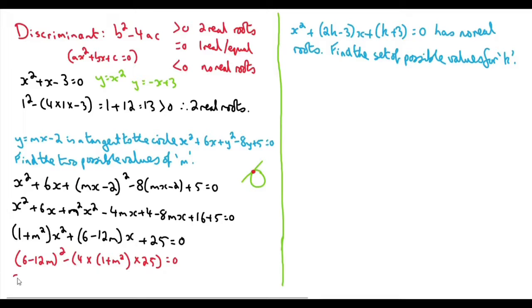Well, here expanding this, that'll end up being 36 minus 144m plus 144m squared, then minus 100 and minus 100m squared equals 0. Well, bringing that all together, all the like terms, 144m squared minus 100m squared is just going to be 44m squared. And then you've just got your minus 144m left in the middle, because there's no other single m terms. And 36 minus the 100 is going to be minus 64. So we know that equals 0.